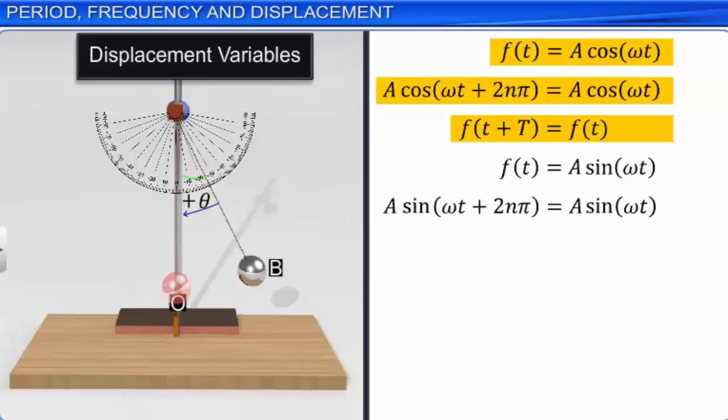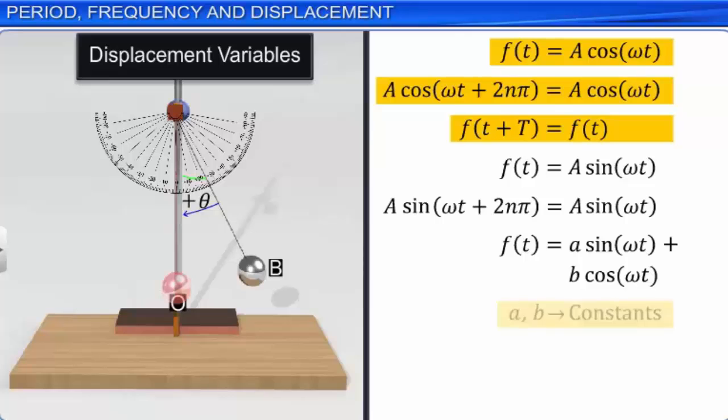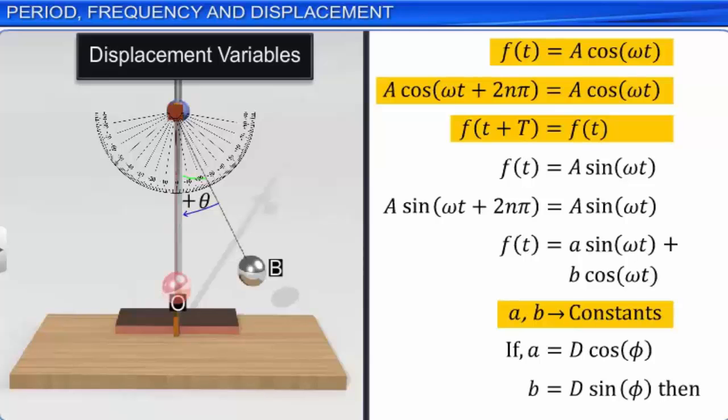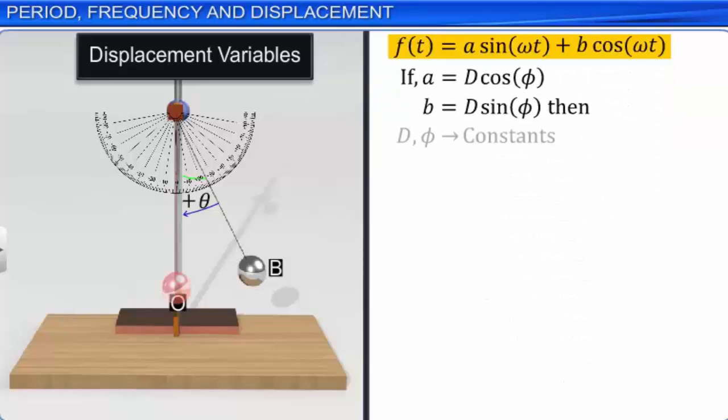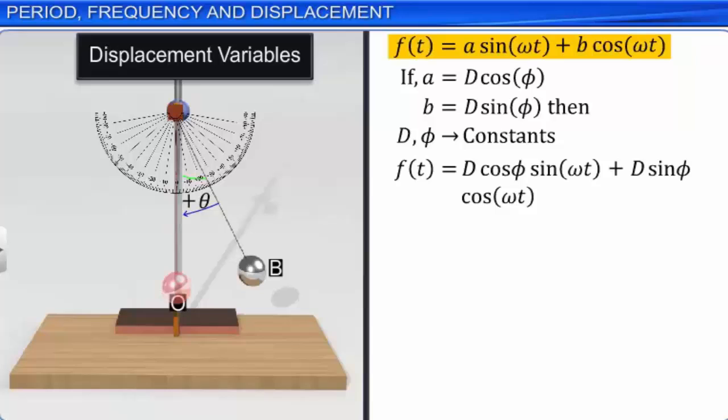For example, a periodic function can also be of the form f(t) = a sin ωt + b cos ωt, where a and b are constants. If the constant a is equal to D cos φ and the constant b is equal to D sin φ, where D and φ again are constants, then we can rewrite the function as f(t) = D cos φ sin ωt + D sin φ cos ωt. Simplifying the expression using trigonometry, we get f(t) = D sin(ωt + φ).